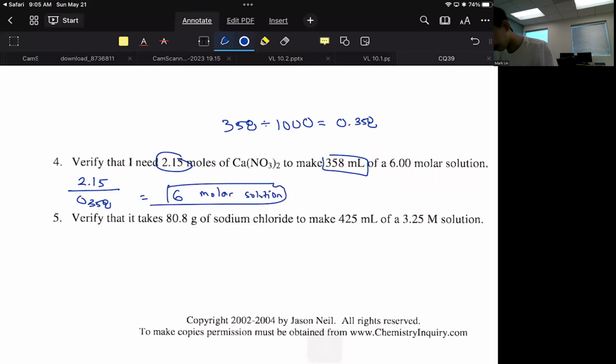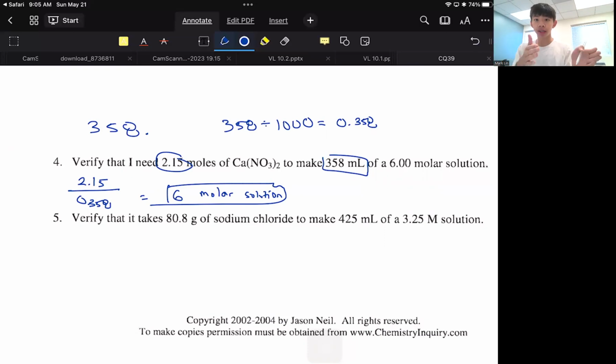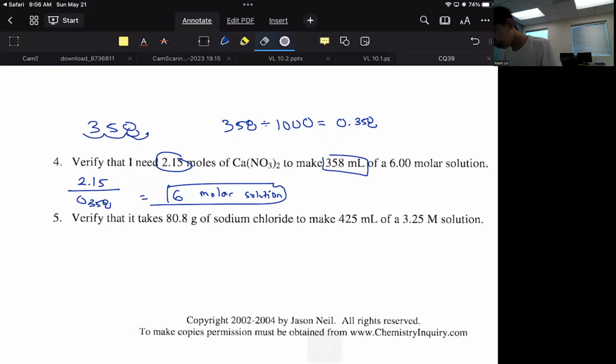This is just one of those verifying problems. So yeah, a quick way to convert between milliliters and liters: if it's in milliliters, you just move the decimal place three times to the left. So let's say it's 358. The decimal place is right here. This is in milliliters, and to convert it to liters you just move it 3 decimal places to the left. So it's 1, 2, 3, 0.358. All right, cool.